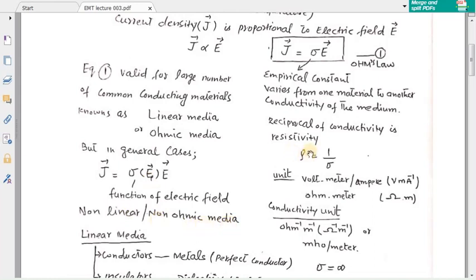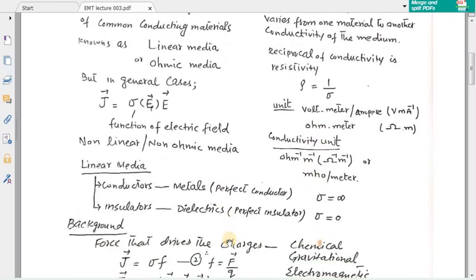Defining resistivity: resistivity is the reciprocal of conductivity. Its unit is volt meter per ampere, while conductivity has the unit of per ohm per meter, or mho per meter. Here we are classifying the linear media into two branches.